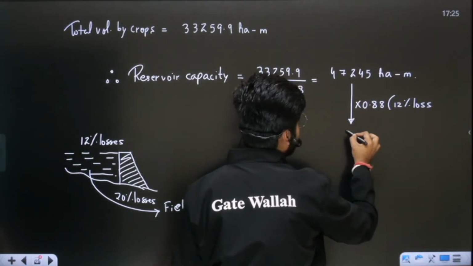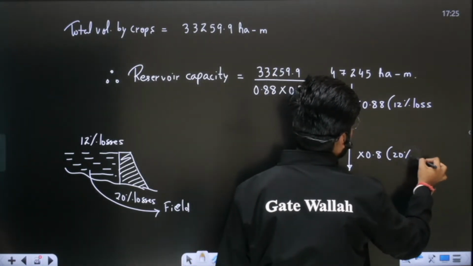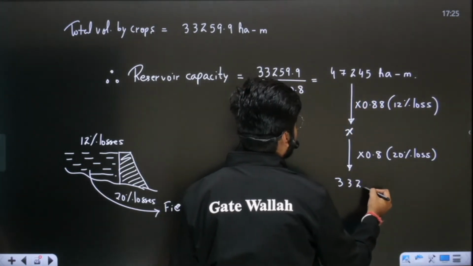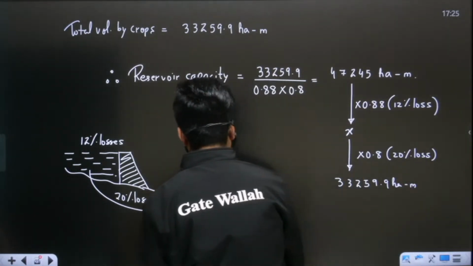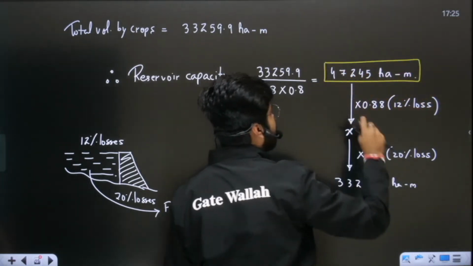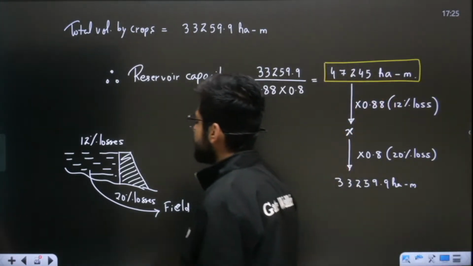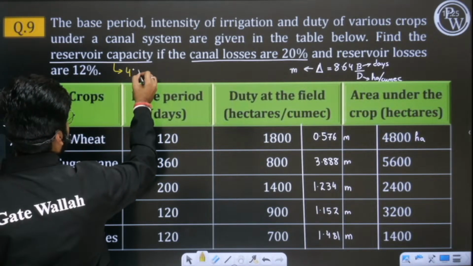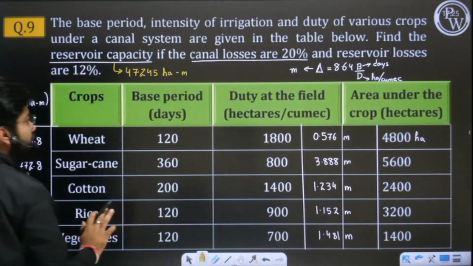Then after that, you will multiply it by 80% because 20% losses are there. Whatever will be left is nothing but 33259.9. So total how much water should be there in the reservoir? Approximately 47245, you can round it off. So the reservoir capacity is 47245 hectare meters.